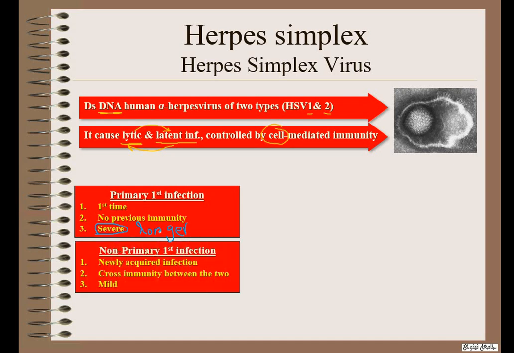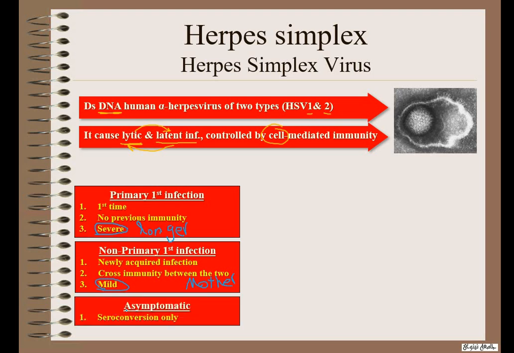The second type of infection is when the patient may develop a non-primary first infection. Although the person is exposed to the virus for the first time and gets the acquired infection for the first time, the person has some immunity, and this cross immunity he gets from other persons, for example, from his mother. So the clinical manifestation is usually milder than the primary first infection, when the patient has no previous immunity against the virus.